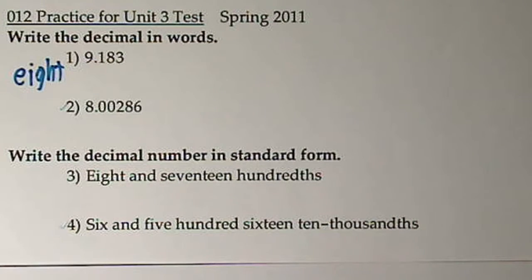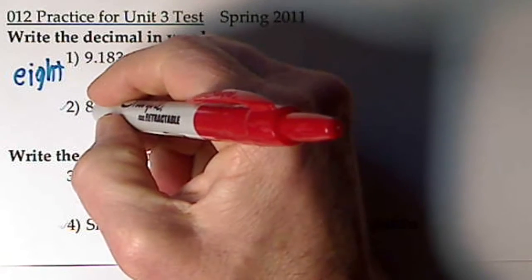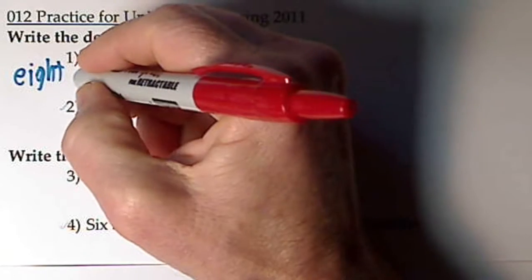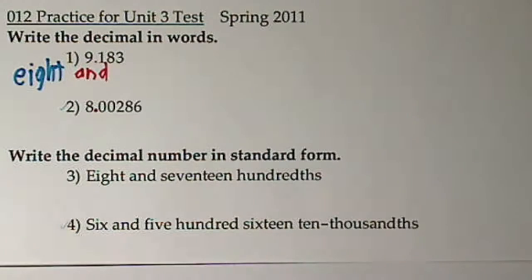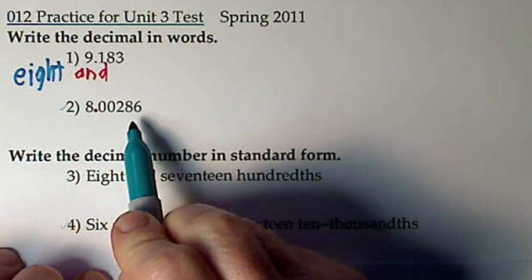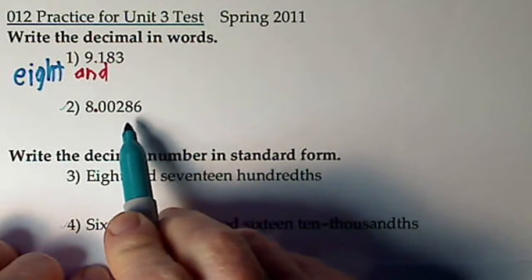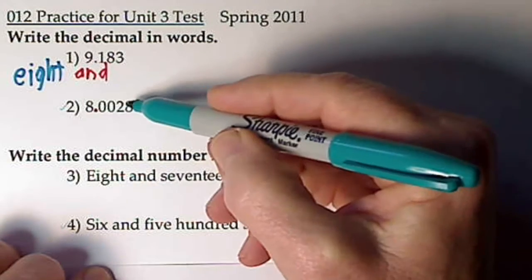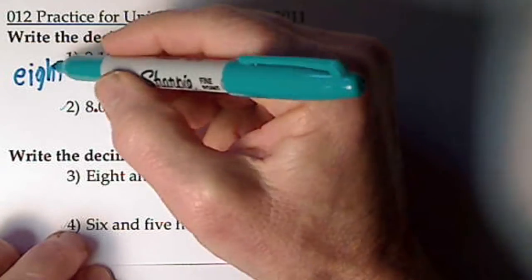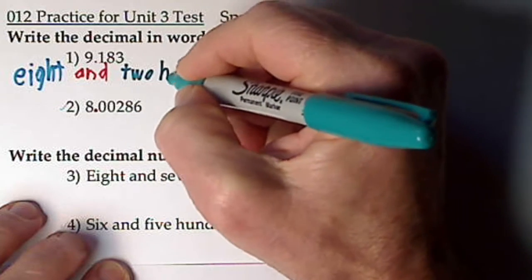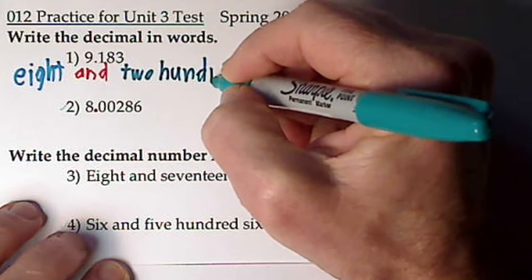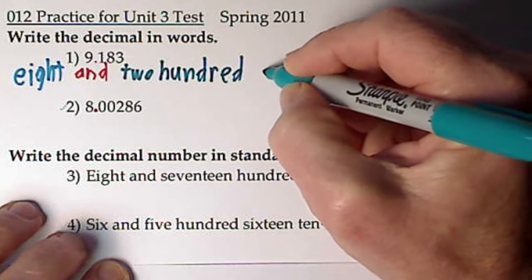The next thing you'll do is attend to the fact that there is a decimal here. You always represent a decimal with the word "and". All right. The next step will be to attend to basically the number behind the decimal, and initially I'm going to ignore the fact that it is a decimal. This is 286, so that's what I'm going to write, 8 and 286.